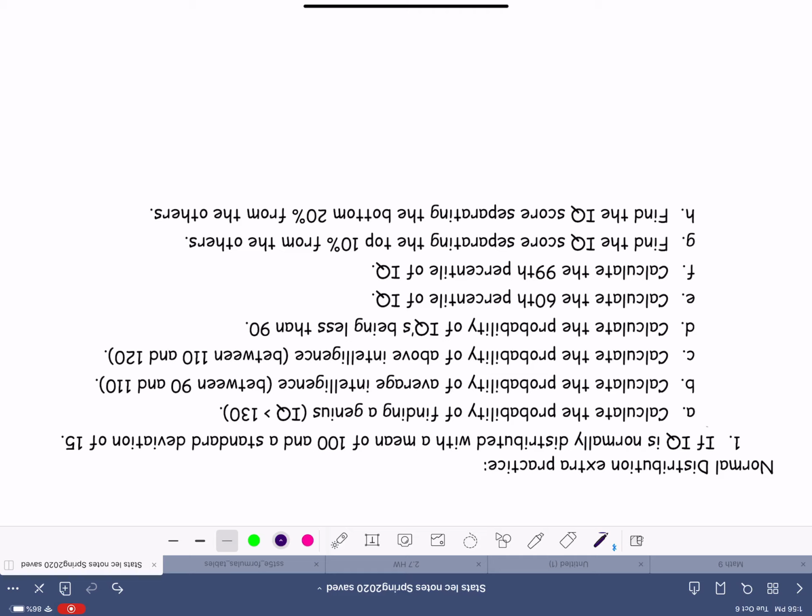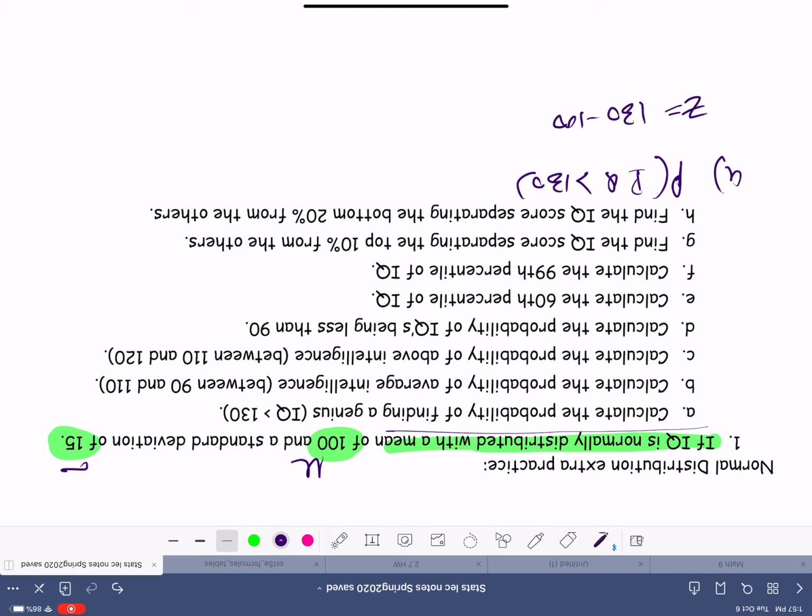If IQ is normally distributed, it's telling me IQs are normally distributed, and the mean of IQ is 100 and the standard deviation is 15. Okay, so I know the mean, I know the standard deviation. Part A says calculate the probability of finding a genius whose IQ is greater than 130. Okay, so I want to find out the probability of randomly selecting a person whose IQ is greater than 130. First thing, I need to convert 130 into the z-score, which turns out to be 130 minus 100 over 15, which is 30 over 15.